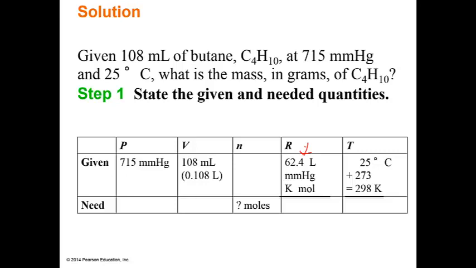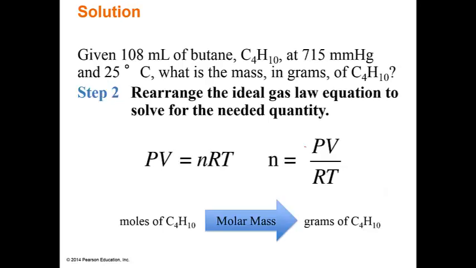All right. We're searching for amounts, quantities, moles. So let's find the moles. If we rearrange the formula for the ideal gas law, we've got PV equals nRT. Again, we're just going to divide both sides by RT. On the right side, RT will cancel out, leaving us with n equals PV over RT. Now we've got to figure out the moles of butane and convert that into mass using the molar mass.